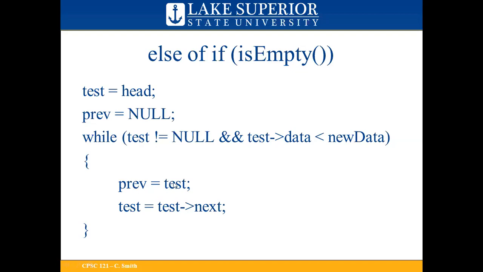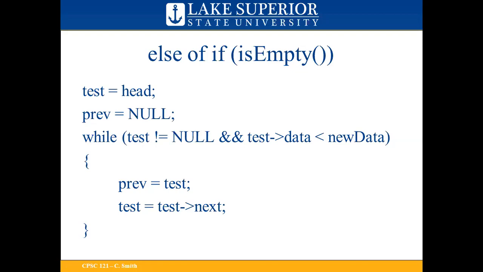Okay, so the body of this while is pretty simple. Move prev to where test is, and then move test one deeper into the list. So they're going to walk down, with prev trailing test. Okay. So once this while loop stops, prev and test are going to have some values. Now this while loop may not have run at all. It may have failed the test arrow data less than new data right off the bat.